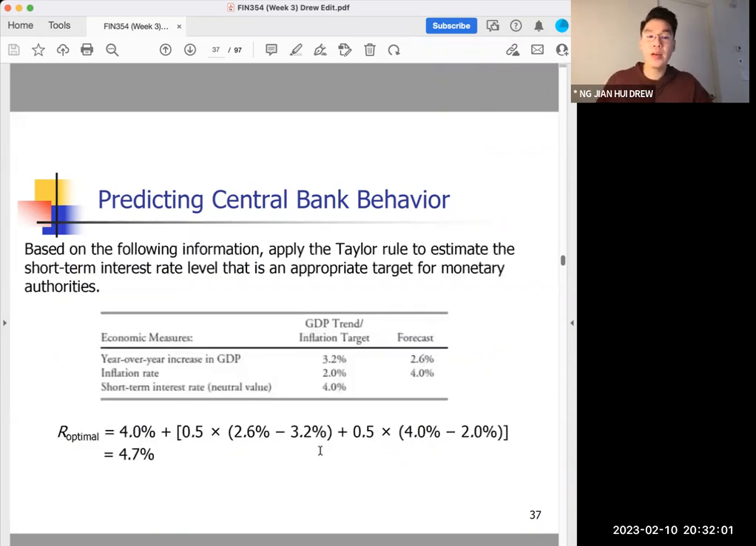Okay, so this is a very quick example of how you're going to use the Taylor rule. I think it's not too complicated. Basically, you just plug in the figures. You have your short-term interest rate, and then you know what your target and forecast are. So you just subtract it off, and then you should get the targeted optimal short-term rate.